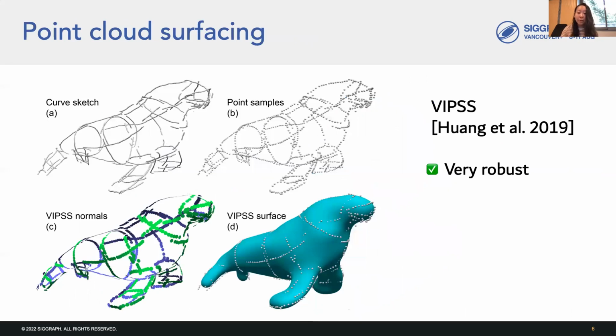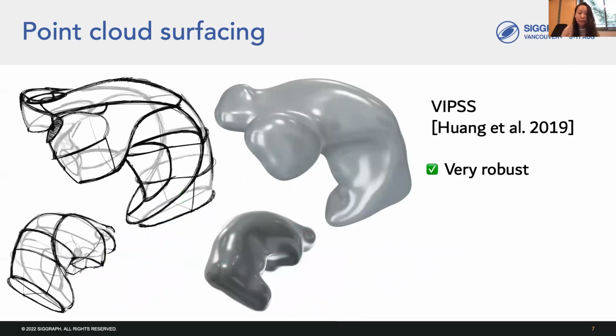So if we lack network topology information, we can still turn to robust unoriented point cloud surfacing methods, such as the recent work of Huang and colleagues, which we will shortname as VIPs in the following talk. This work can find an interpolating or approximating surface to a very sparse set of points, such as our sketches, by optimizing a global smoothness energy. Their method can produce a good result for a lot of our sparse 3D sketches.